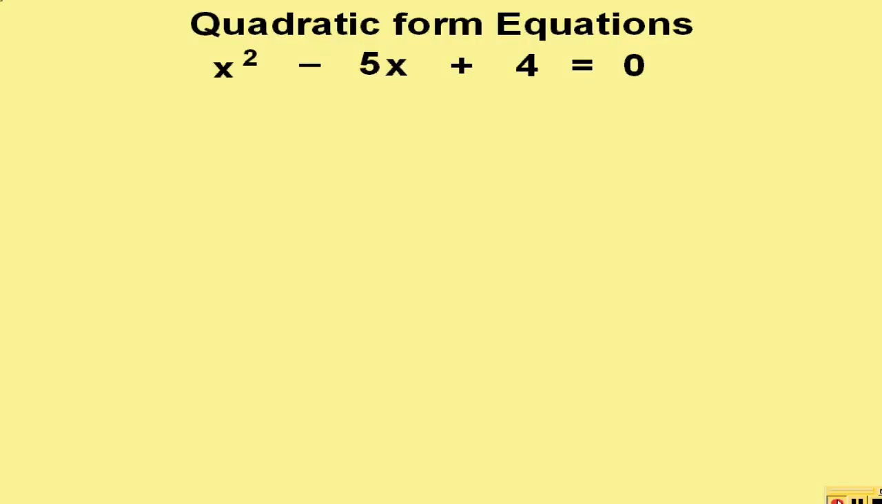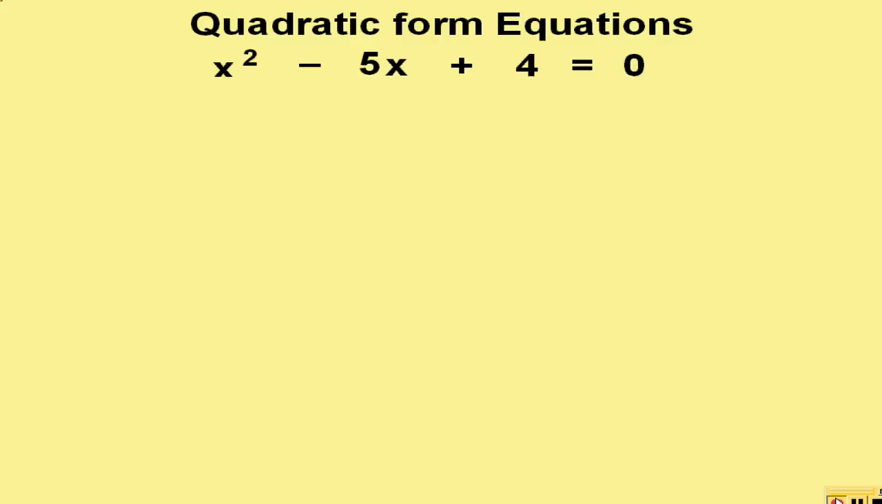Quadratic form equations. Quadratic form equations are equations that have an x and an x squared in these places. The two spots can be replaced with other expressions. As long as the middle expression is being squared in the front, it is said to be a quadratic form equation when set equal to 0.